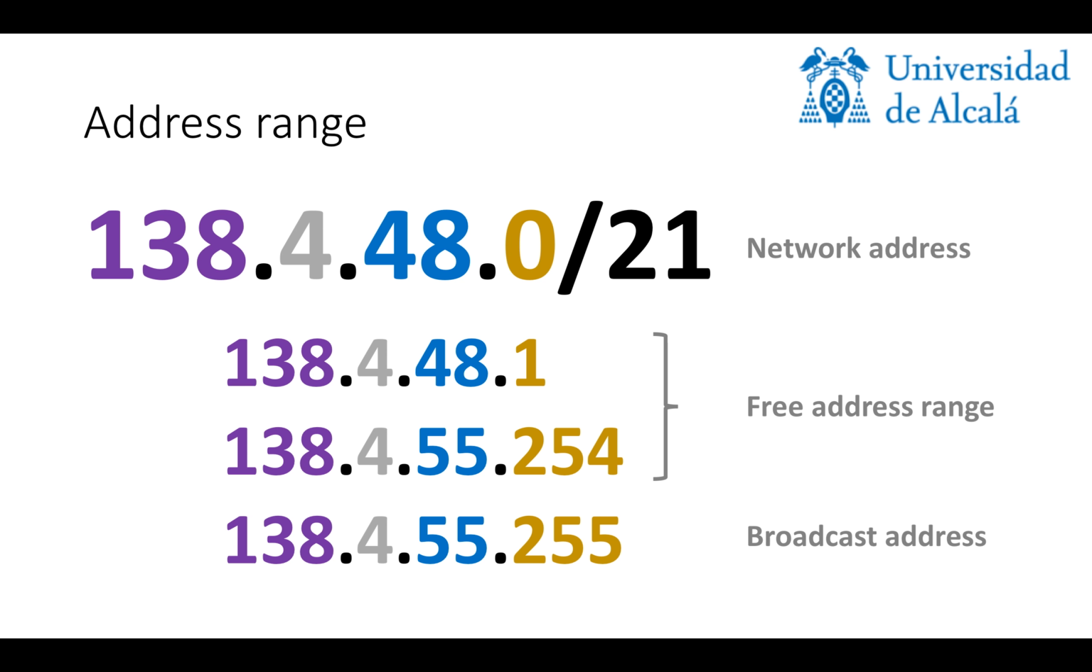So, the lowest one is the network address, the highest one is the broadcast address, and the other addresses in the range would be the free address range. In this case, going from 138.4.48.1 to 138.4.55.254. Okay?